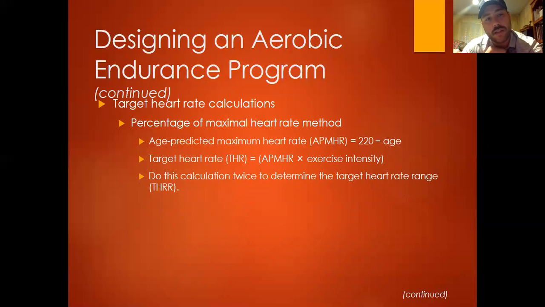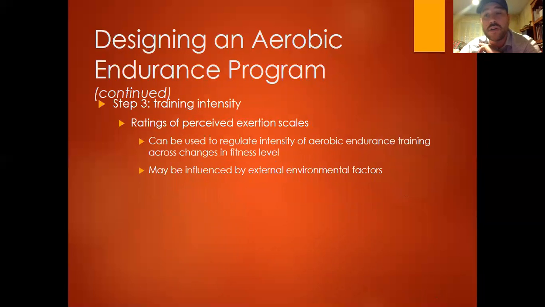Those target heart rate calculations, again, you can use the percentage of the max heart rate. So once again, you take 220 minus your age times the intensity. You just need to do it twice to determine what that target heart rate is that you want them to hit. You can also use something like a rating of perceived exertion scale.